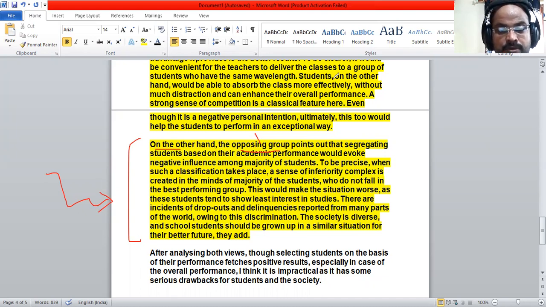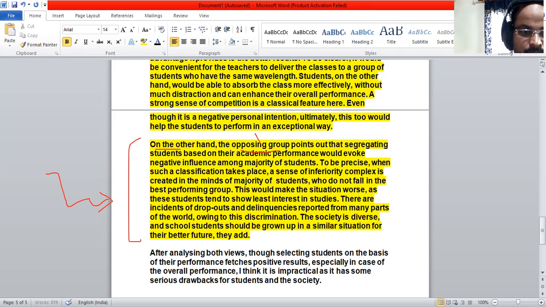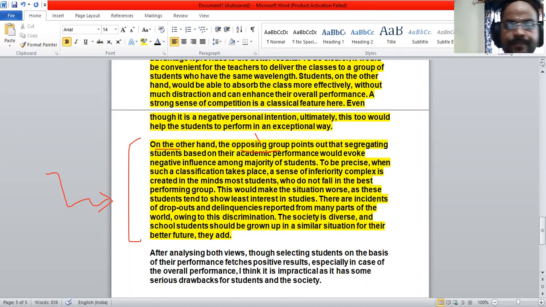I have used the word majority twice. Those who do not fall in the best performing group. So you can say that most students don't fall in the best performing group. Only a minority of the people will be falling in the best performing group. If you go with 100%, 20% will be good performers. Now the other 80% will not be. They'll be either average performers or below average performers. So the majority of them will be average performers, and a very few will be below average performers.